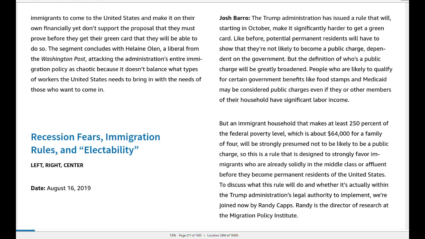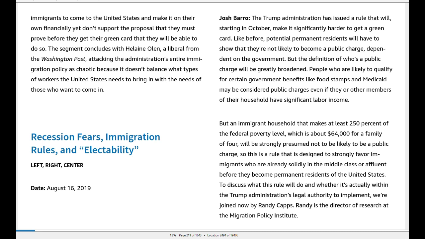But an immigrant household that makes at least 250% of the federal poverty level, which is about $64,000 for a family of four, will be strongly presumed not to be likely to be a public charge. So this is a rule that is designed to strongly favor immigrants who are already solidly in the middle class or affluent before they become permanent residents of the United States. To discuss what this rule will do and whether it's actually within the Trump administration's legal authority to implement, we are joined now by Randy Capps.